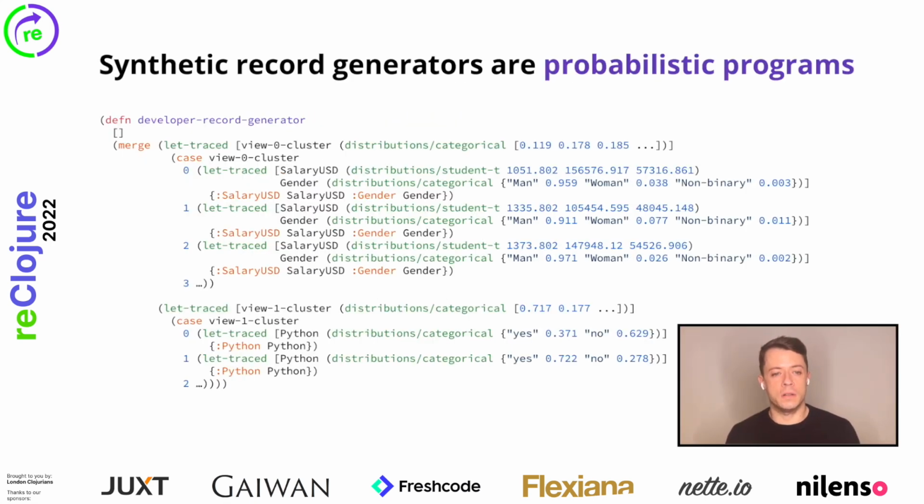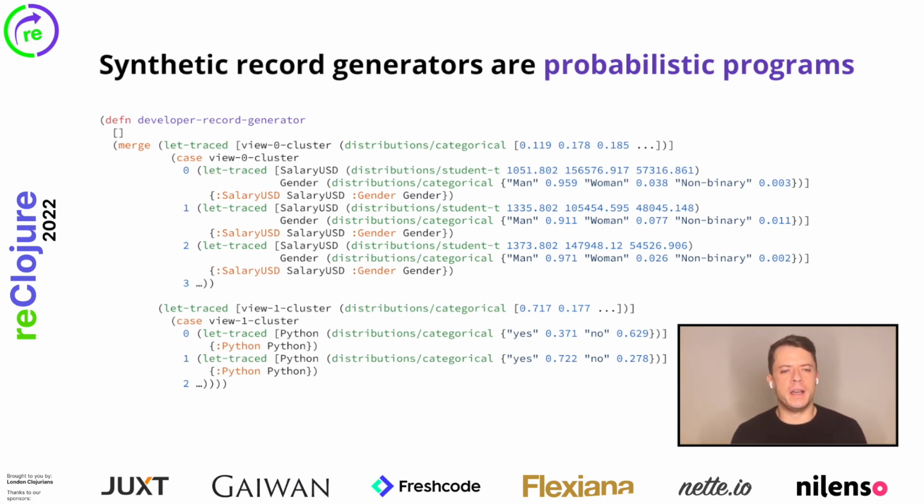Let's take a closer look at one of the probabilistic programs that generated the survey response data that we saw earlier. We can see that it first randomly chooses one of 3 clusters, and then based on the cluster chosen, it samples values for salary and gender from one of 3 pairs of distributions. Those values are then packaged up into a map, and then it goes on to do the same for Python. Those 2 maps are then merged together into a big map that represents a complete row in the synthetic data table.